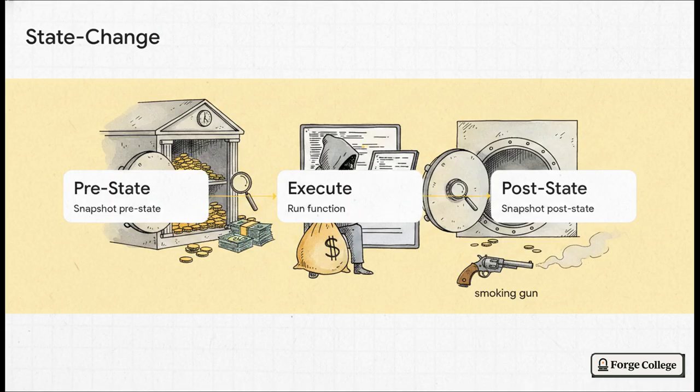Think of it kind of like a bank robbery. You check the vault's balance before the robber walks in, you watch the robbery happen, and then you check the empty vault afterward. That difference between the pre-state and the post-state, that is your smoking gun.